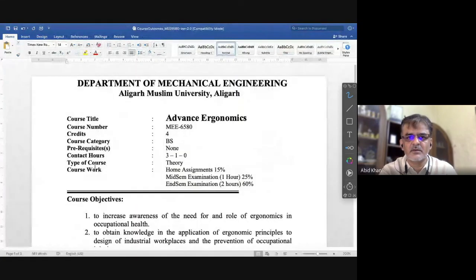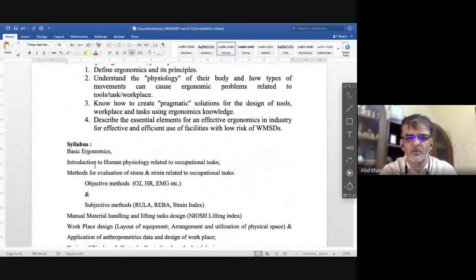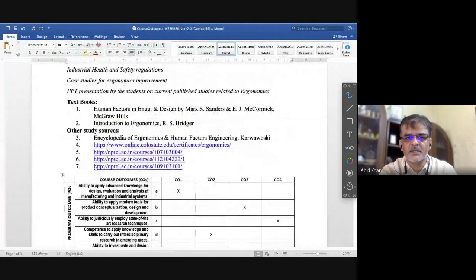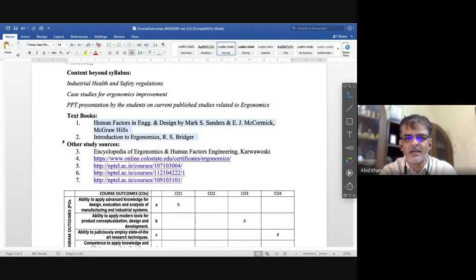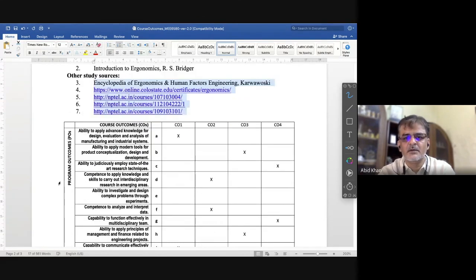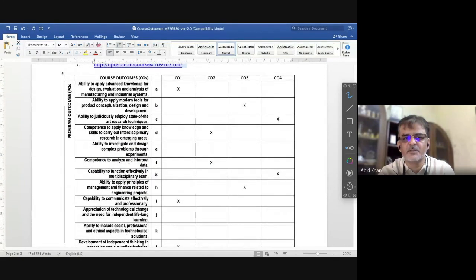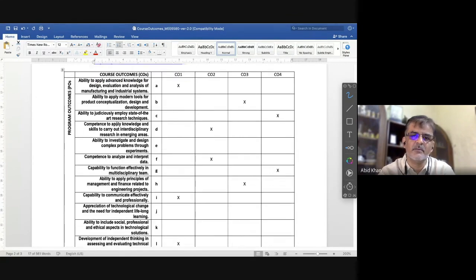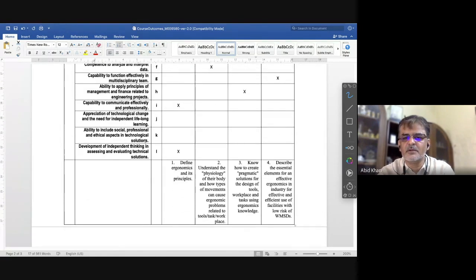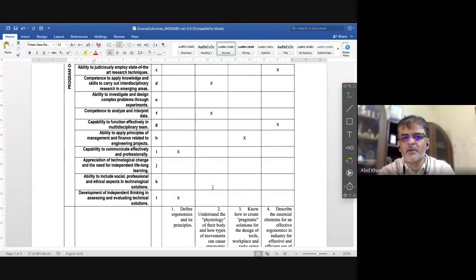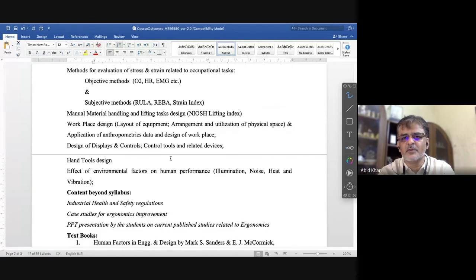This is the basic plan of the course, which I will upload on the classroom page. There are two textbooks. I may share these books with you by a link. These are some of the online courses. If you are interested, you can explore them for enhancing your knowledge. This is the relationship of your course outcomes with respect to the program outcomes. The program is your MTech Industrial and Production Engineering. So the objectives of the program had to be mapped with the course outcomes. The program outcomes and course outcomes are mapped here for your understanding.